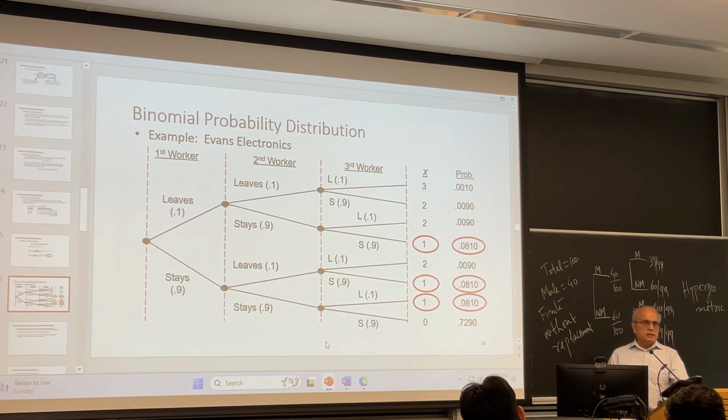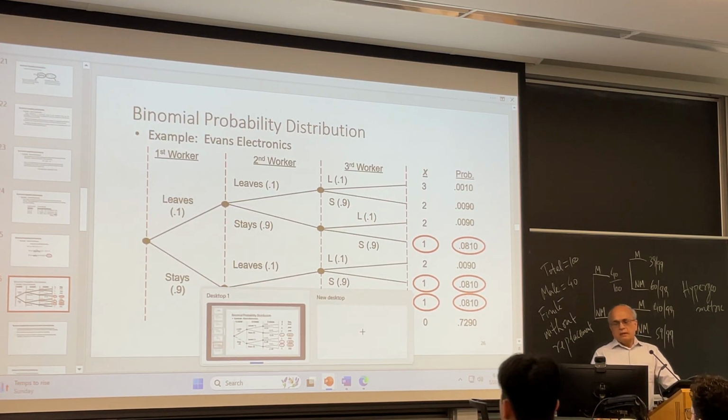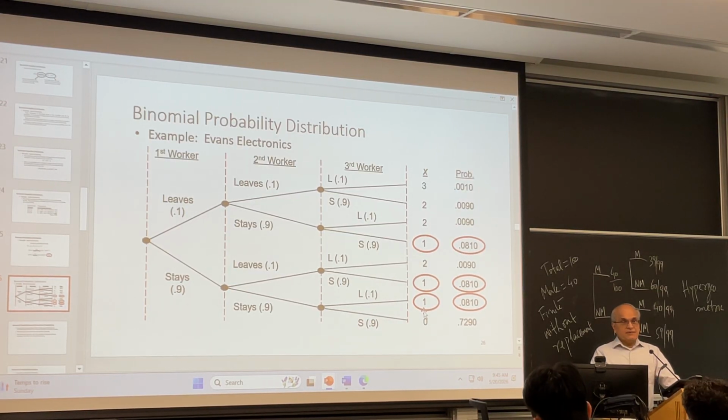In how many different ways do you have 3 employees leaving the company? Only 1 way. In how many ways do you have 0 employees leaving? Only 1 way, all 3 are staying. In how many ways do you have exactly 1 employee leaving the company? First one left, other 2 didn't leave. First one stayed, second one left, third one stayed. First one stayed, second one stayed, third one left. So these are 3 ways that you can have 1 employee leaving, and this is the answer. Now, there could be 2 employees leaving, and the answer is 0.009, 0.009, 0.009.